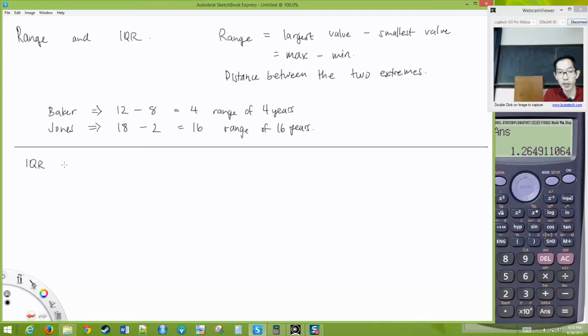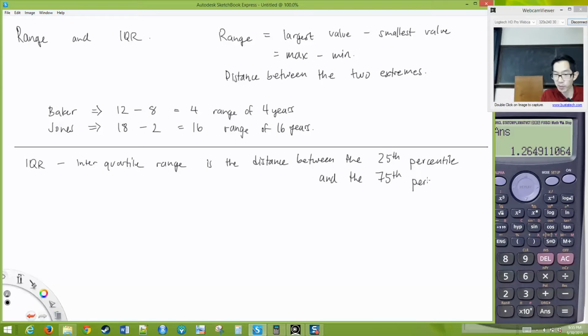IQR, interquartile range, is the distance between the 25th percentile and the 75th percentile. Are you guys familiar with the term percentiles? I'm hoping. So to be in the 25th percentile, what does that mean?